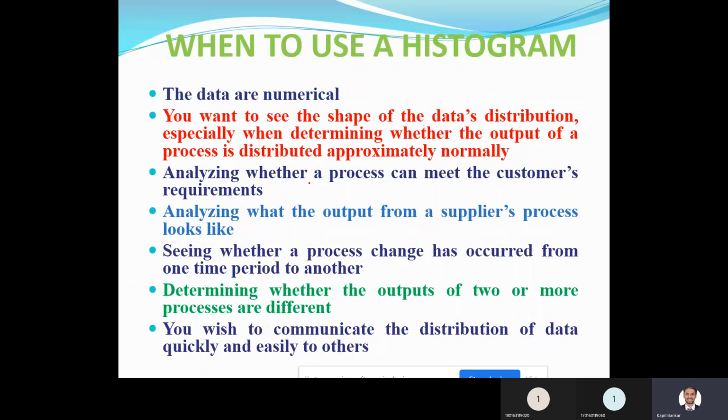Analyzing whether a process can meet customers' requirements. Analyzing what the output from the supplier's process looks like. Seeing whether process changes have occurred from one time period to another. Determining whether the output of two or more processes is different. So you can compare different processes with this diagram. You wish to communicate the distribution of data quickly and easily.